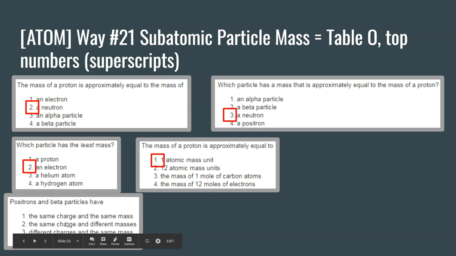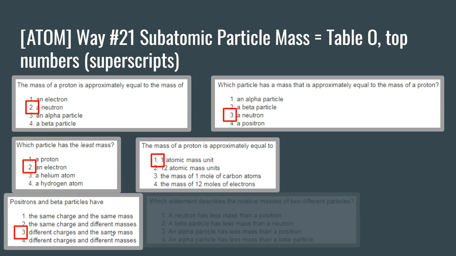Positrons and beta particles have, since it's asking about charge and mass, we're going to have to look at both the subscript and the superscript for each one of these values. Okay, if you look on Table O, you see that positrons and beta particles both have different charges. They have opposite charges of +1 and -1, but they have the same mass of 0. Therefore, the answer choice is 3.